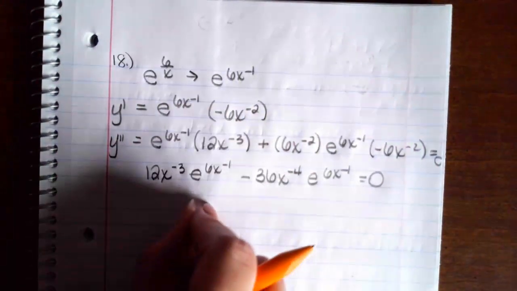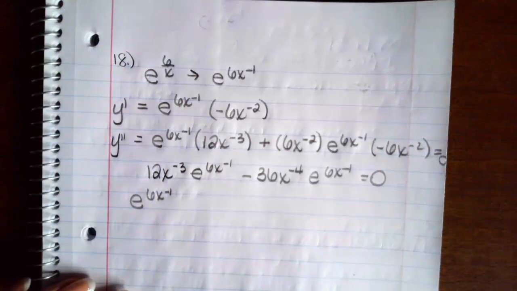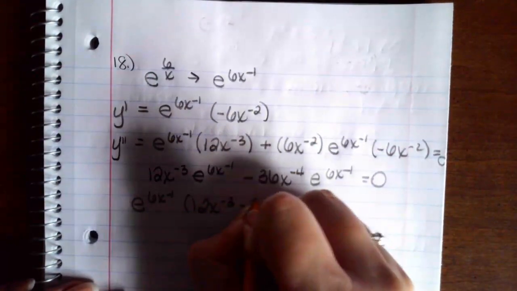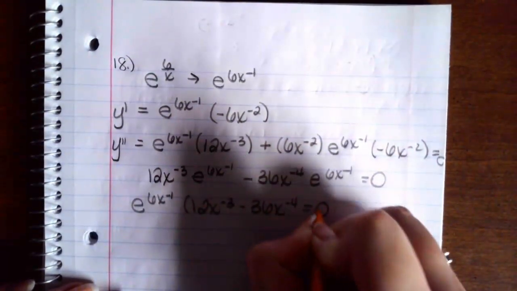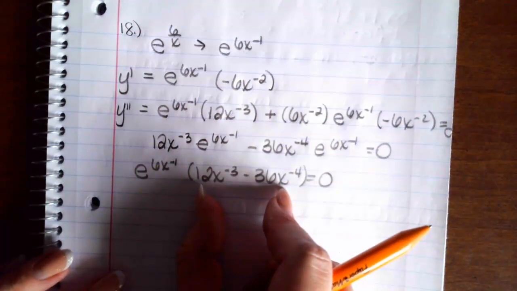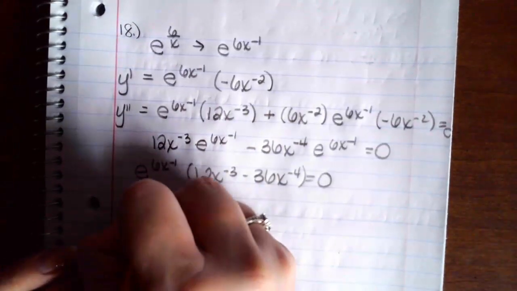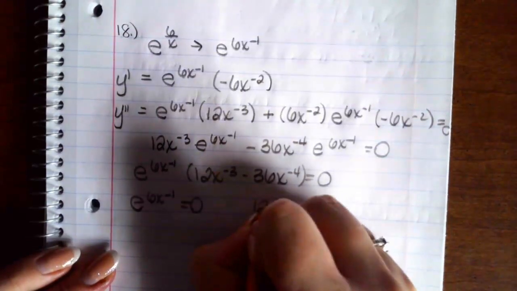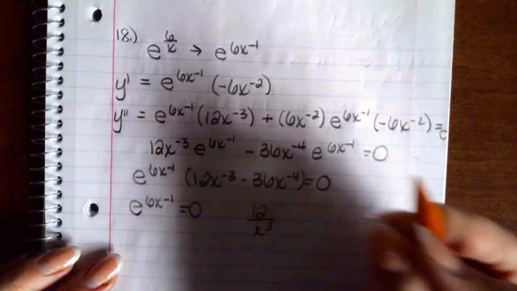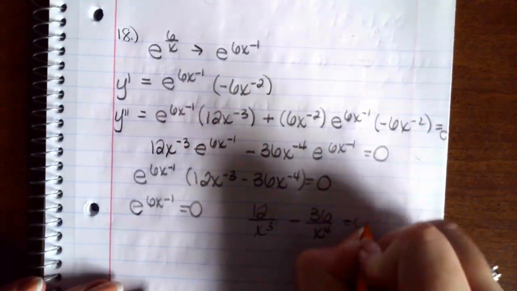So I'm going to factor out an e to the 6x to the minus 1. And that's going to leave me with 12x to the negative 3 minus 36x to the negative 4 equals 0. So for this chunk, I'm going to factor out an x to the negative 3. I don't know if I would do that yet. Let's rewrite this first. So I'm going to write this as 12 over x to the third minus 36 over x to the fourth equals 0.